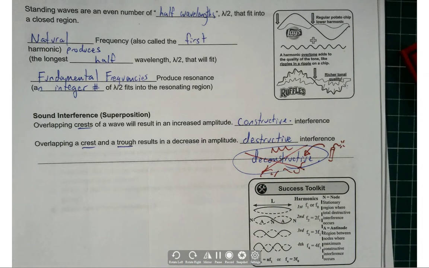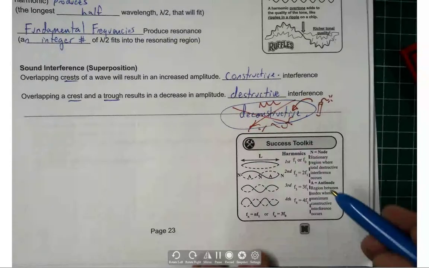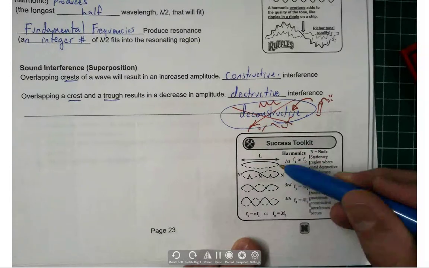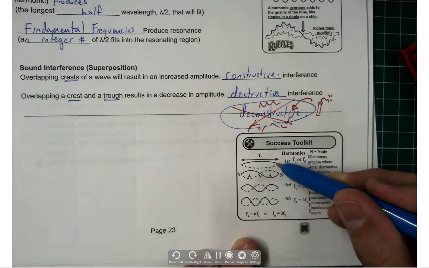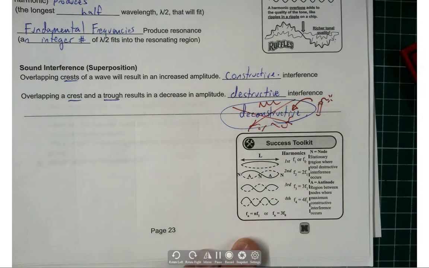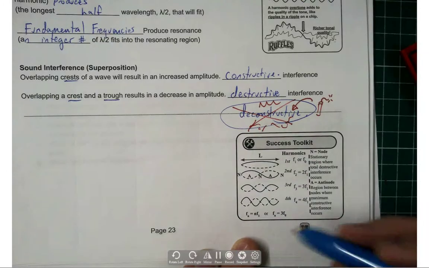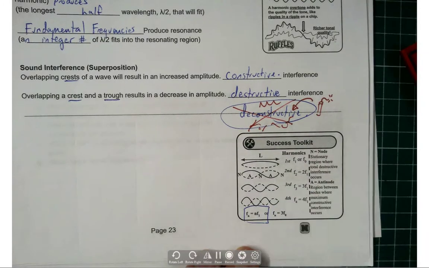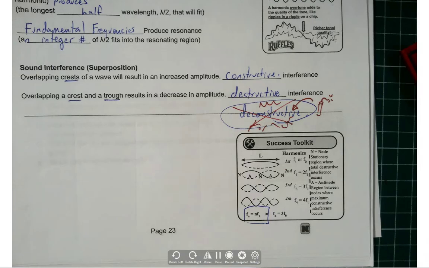Now, if you're looking for a quick summary of what was going on with the harmonic numbers, again, in the bottom right, there's a quick little success toolkit. I've got some harmonics drawn up to the fourth harmonic, and we could talk about that Fn equals N F1 as sort of an outgrowth of that idea.